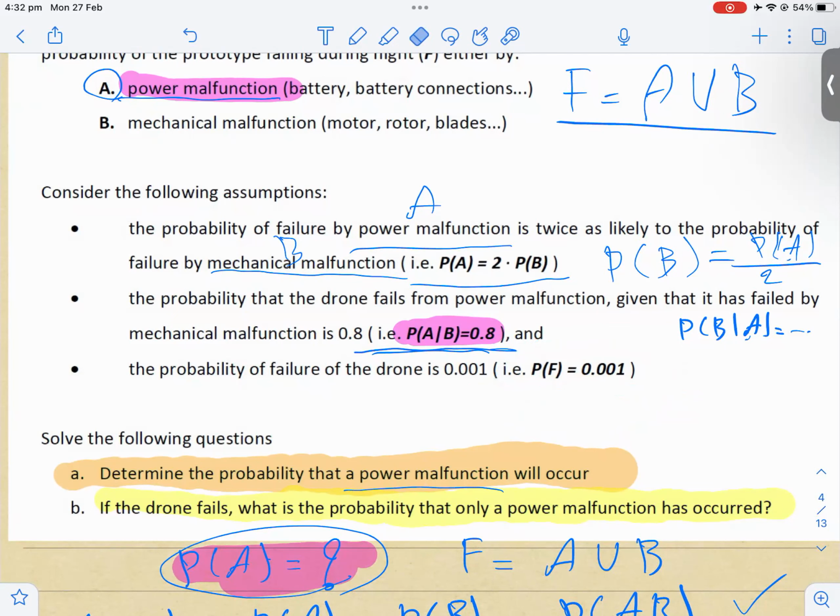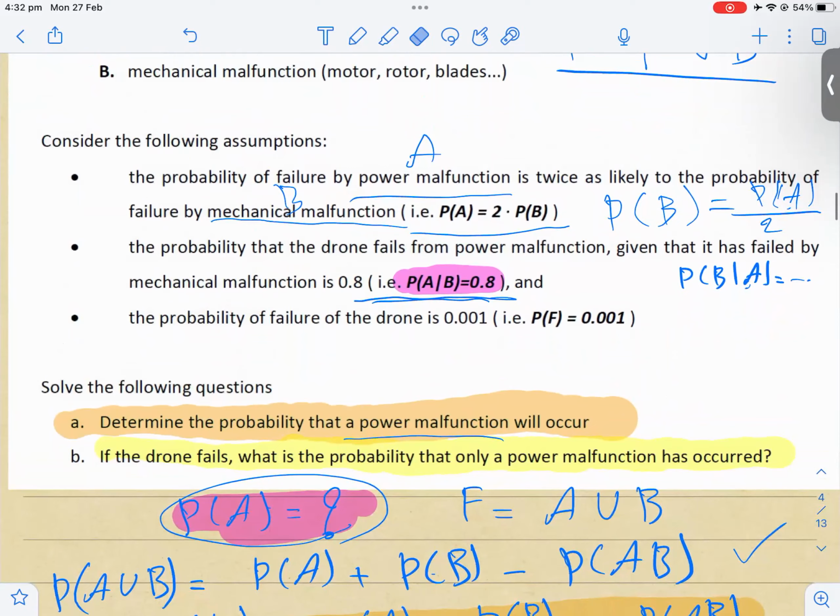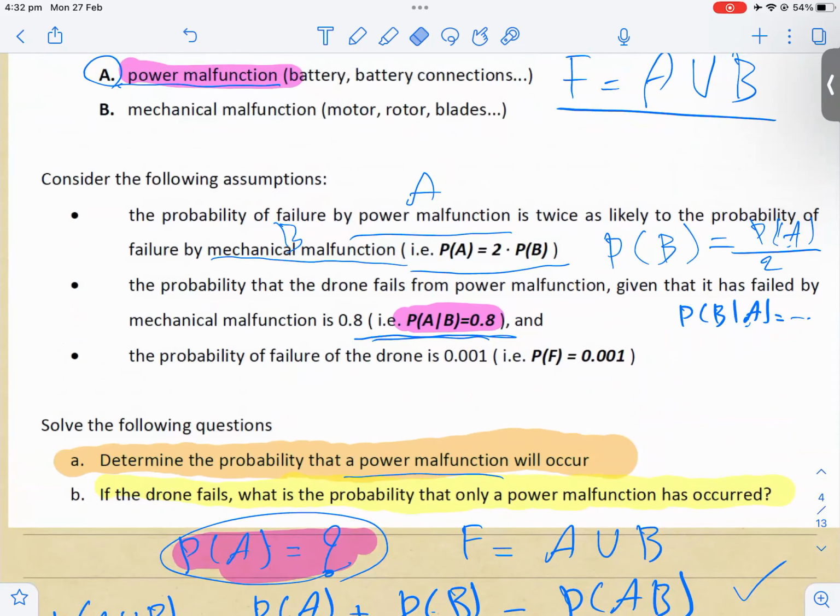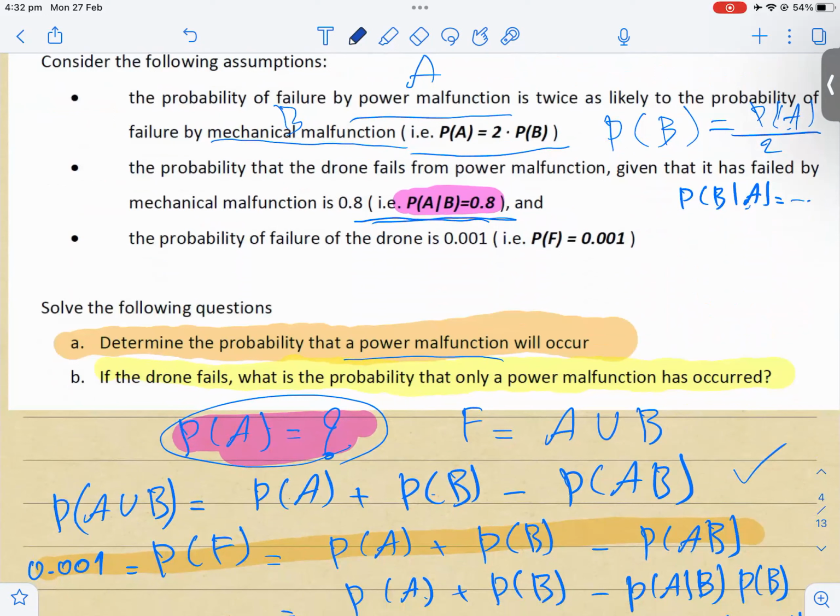So let's go to the first part. It says to calculate the probability of the power malfunction. It says give me the probability of A. In simple math language, what's the probability of A? Always the inclusion and exclusion principle is the first one that can help.